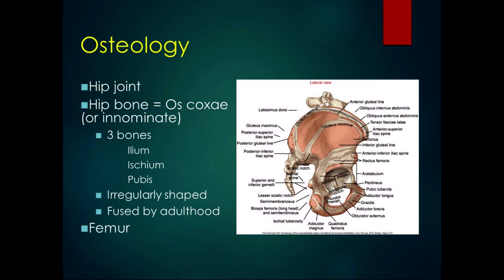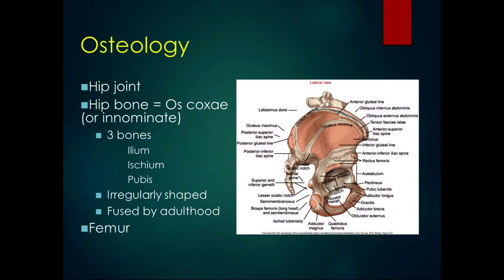These are our landmarks. These are our roadmap for finding things. So I always say you can't treat an injury if you can't find where it is. So part of the reason that we study the osteology is so we can find stuff on people. That totally makes sense, right?